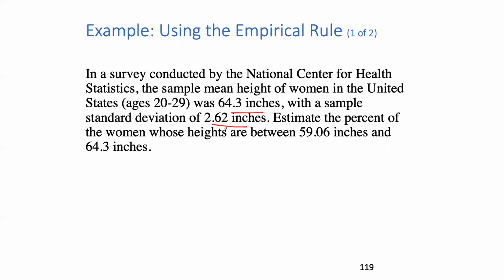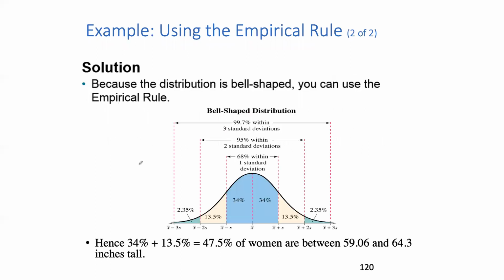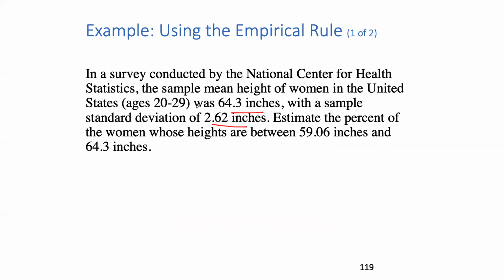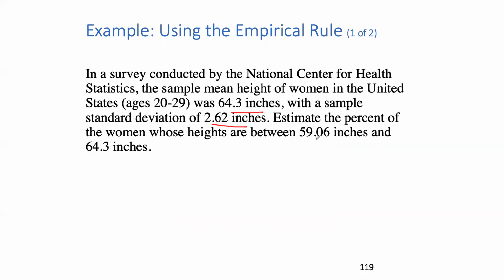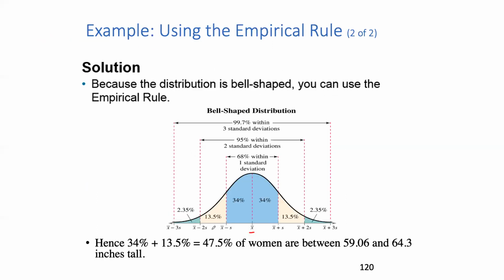We want to estimate the percent of women whose heights are between 59.06 inches and 64.3. Okay? So suppose this distribution is bell-shaped and symmetric, then this is what the distribution looks like. At the mean, the mean is now 64.3. So I want to know what percentage of women are between 59.06 and 64.3. If I look at it, if the mean is 64.3, then 59.06 is two standard deviations to the left of the mean. So it's from here to here, because 64.3 is here, that's where the mean is, and 59.06 is here.